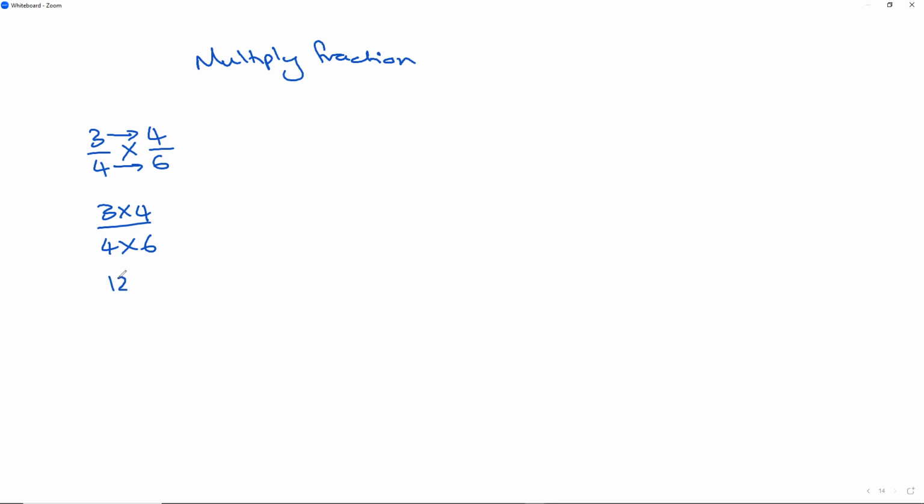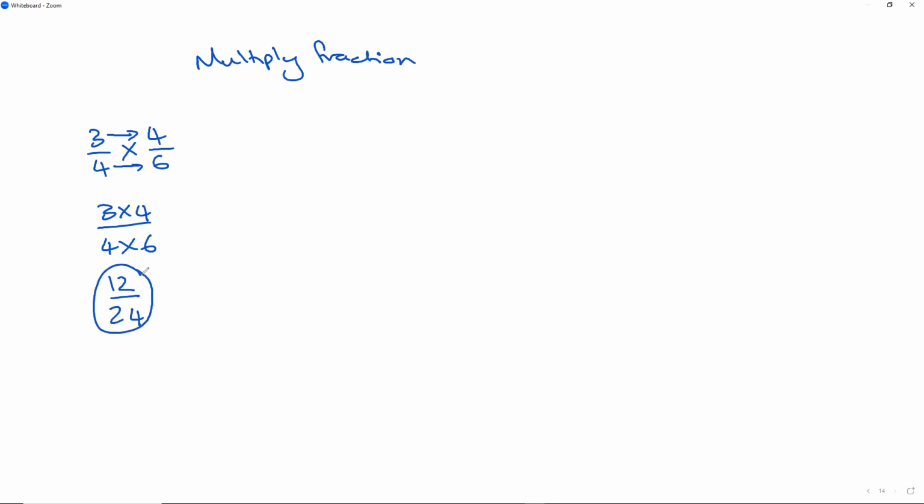Let's have a look at multiplying and dividing fractions as well. So when we multiply fractions, what we have to do is simply multiply the top numbers and the bottom numbers. So if I've got 3 over 4 and I multiply it by 4 over 6, all I have to do is take the two top numbers, multiply, and two bottom numbers, multiply: 3 times 4 over 4 times 6. And that becomes 12 over 24.